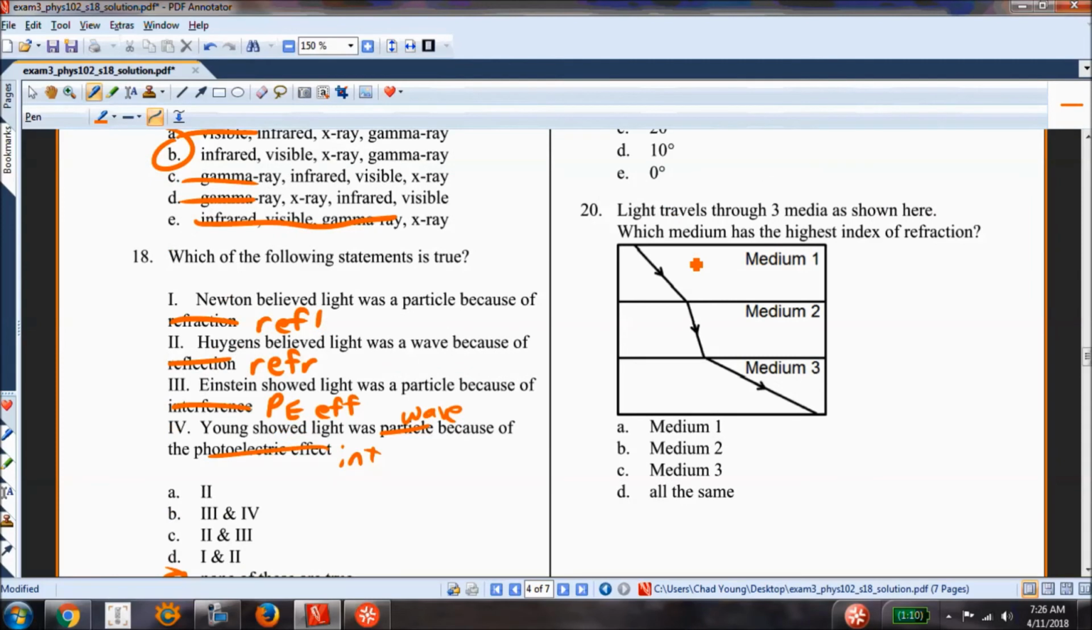Light travels through three media, as shown here, which has the highest index of refraction? Okay, so here it slows down so that this can travel around. That means that N2 is bigger than N1. Here, it speeds up so it travels in that direction. That means that N2 is bigger than N3. Oh, well, we can just stop right there. It doesn't even matter the relationship between N1 and N3, because I know that N2 is bigger than both of them. So B is the right answer for number 20.